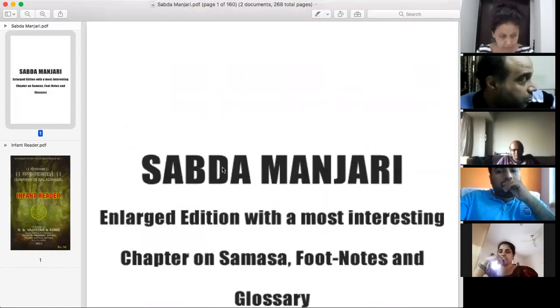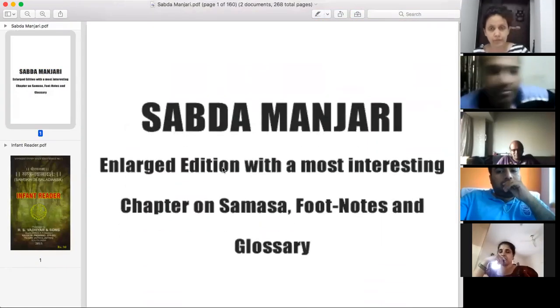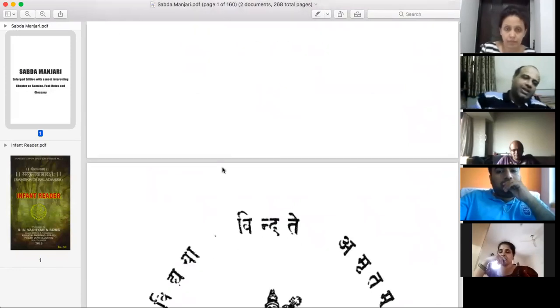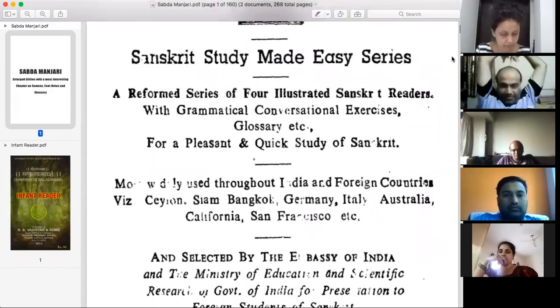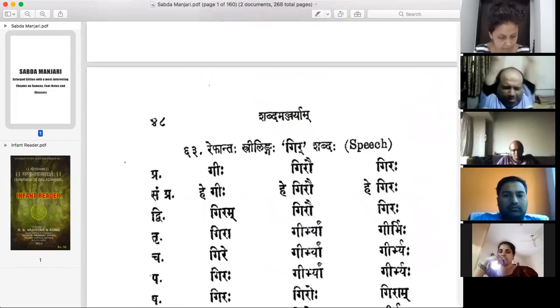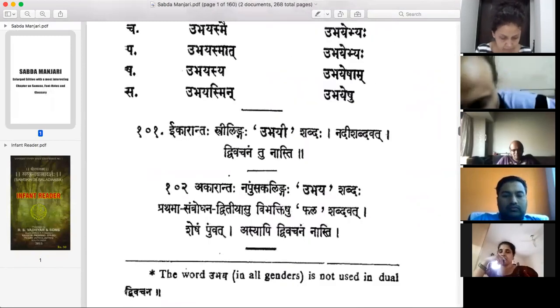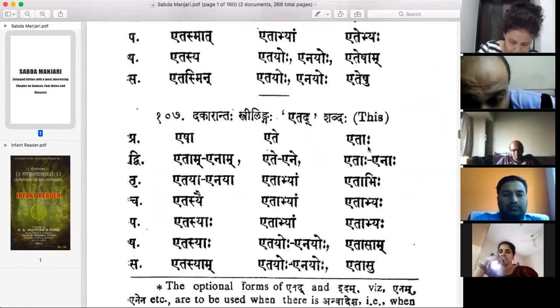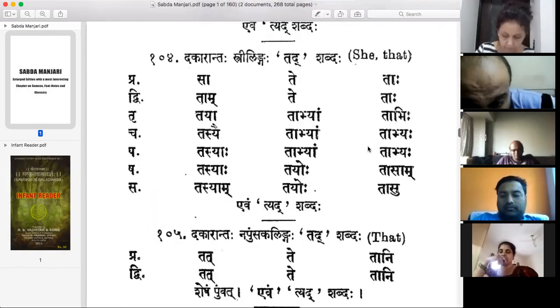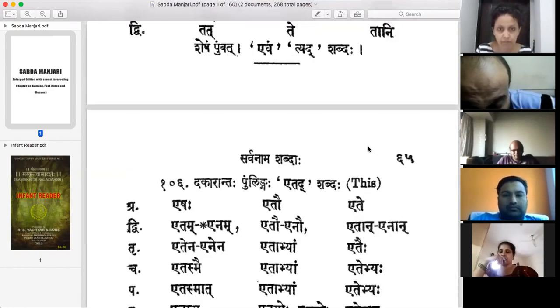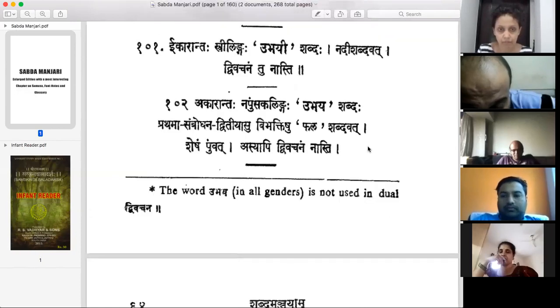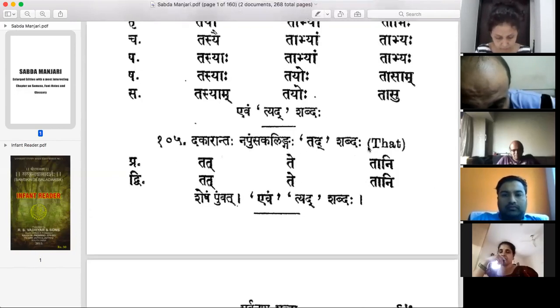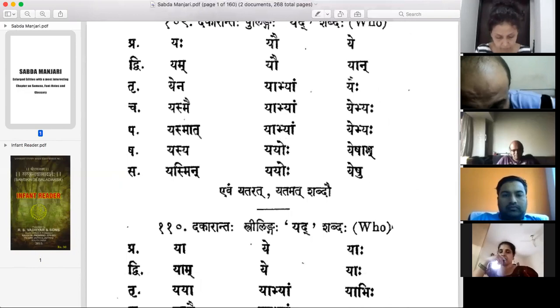We have to go to Shabda Manjari now. That is why I told you this is a very small extract of a bigger subset. So, idam. Idam is a pronoun. It is idam shabda.